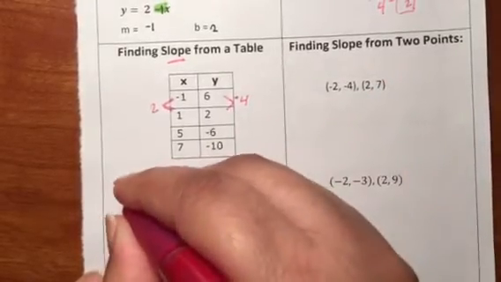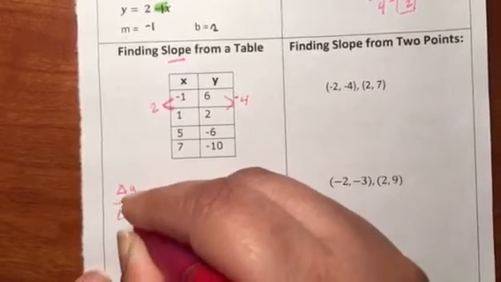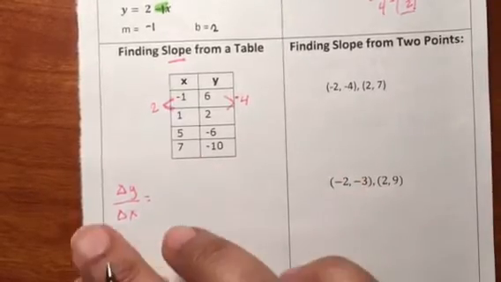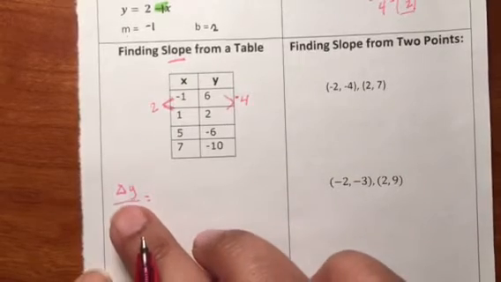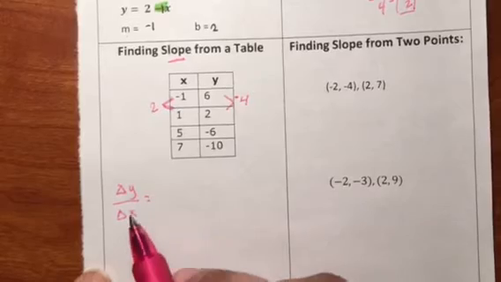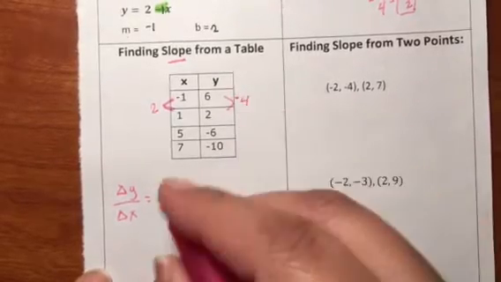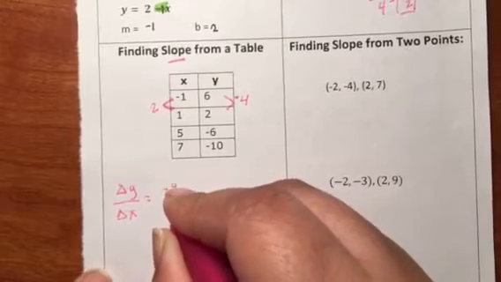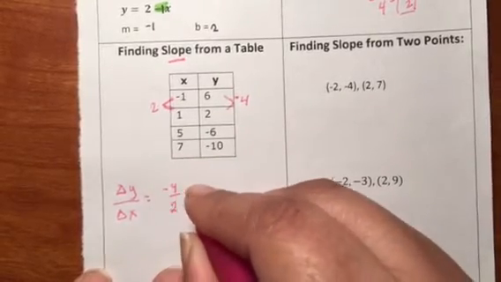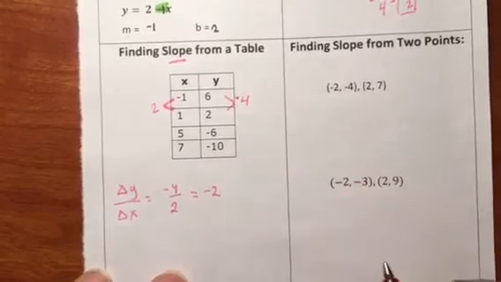So on this one, you have the change in y over the change in x. Some people say, well, technically the correct way of reading that is delta y, delta x. But we read it change in y over the change in x. So the change in y is -4, and the change in x is 2. When I reduce that, I get -4. I'm sorry, -2.